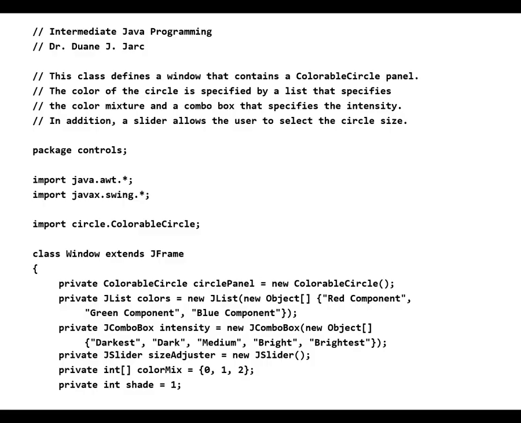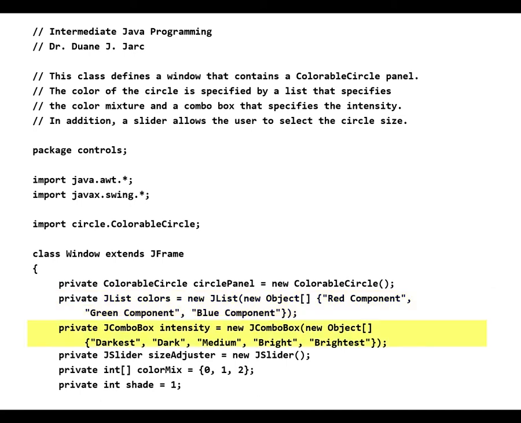This program illustrates the use of the three different types of controls that we just discussed: a combo box, a slider, and a list. Each of them influences the drawing of the circle in the ColorableCircle class used in previous examples. This declaration instantiates the list that has three choices: red, blue, and green. Because more than one can be selected, the result can be any of 8 combinations of the three primary colors.